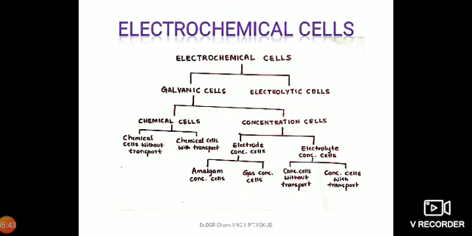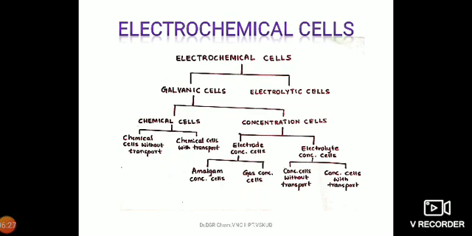If the concentration difference is with respect to the electrolyte, those concentration cells are called electrolyte concentration cells. Here, the electrode material is the same, the electrolyte is also the same, but the concentration of the electrolyte is different. Because of the difference in the concentration of the electrolyte, the potential is developed. That's how these cells are called electrolyte concentration cells. And again, in these electrolyte concentration cells, depending upon whether the two electrolytes are directly in contact with each other or not, we have two types: concentration cells without transport and concentration cells with transport.